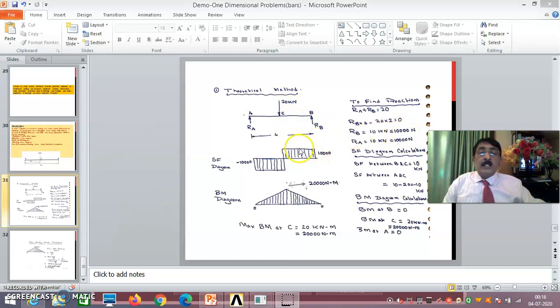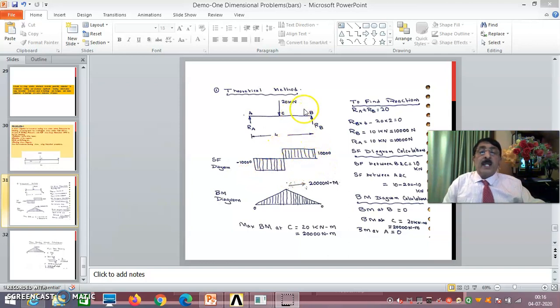That means 10,000 newtons you draw here. That is, this is the shear force diagram. Then anywhere between A and C, if you see it as 10,000 minus 20,000, that means minus 10,000 you get. That means in this particular portion, it is minus 10,000. In this particular portion, it is 10,000.